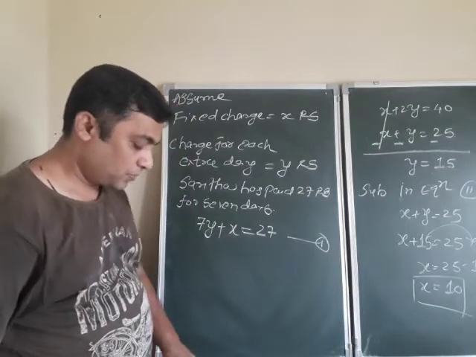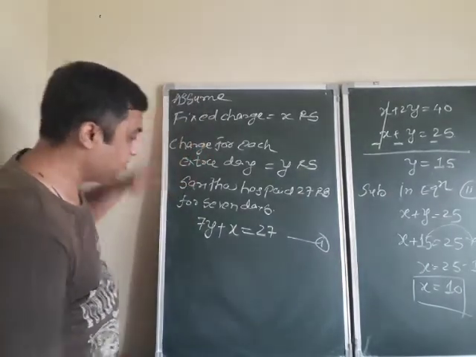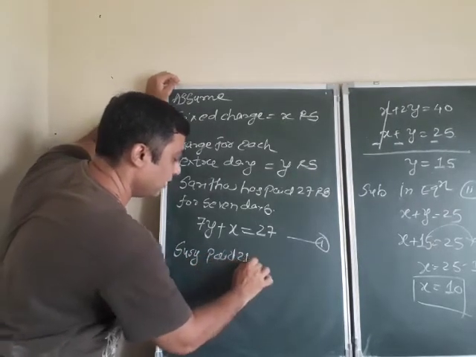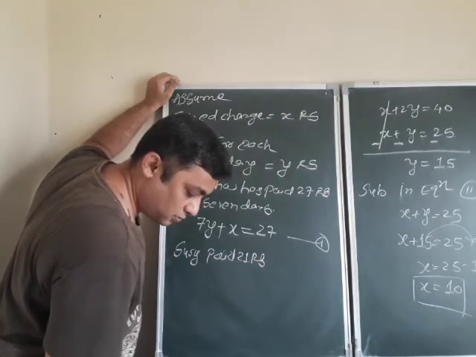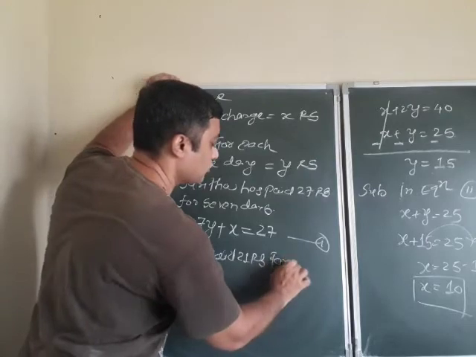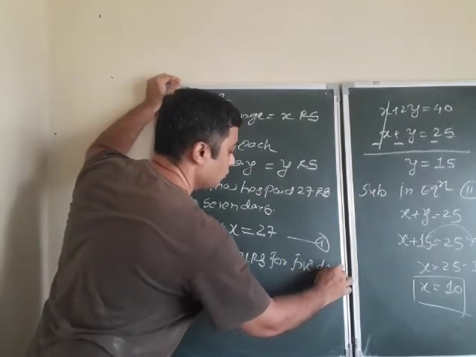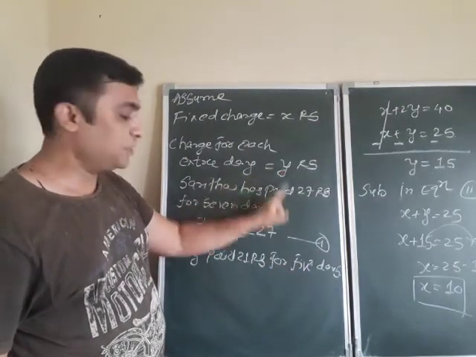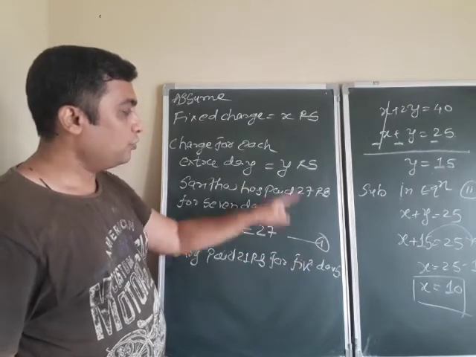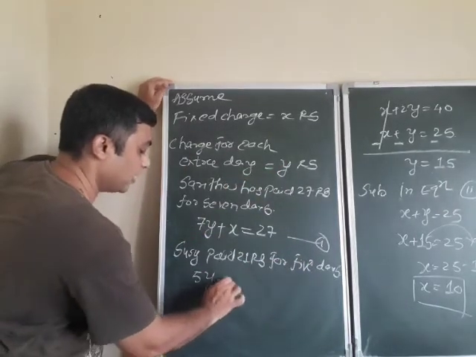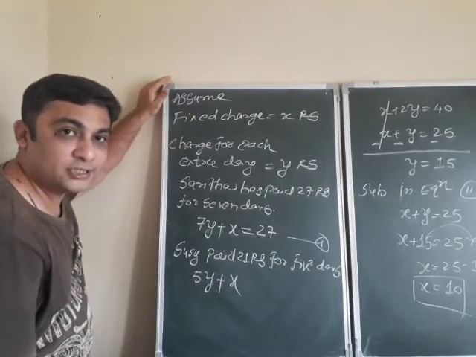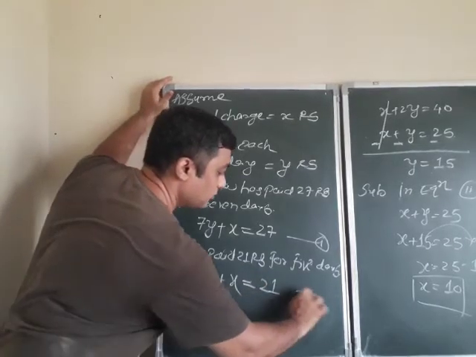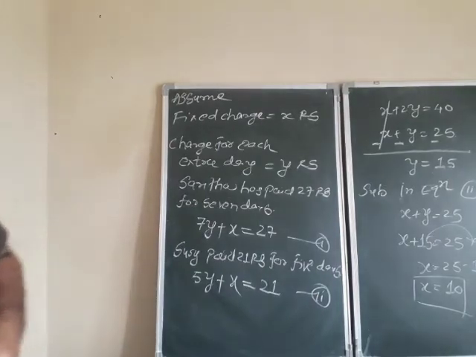Equation number 1. Now, Sushi paid rupees 21 for 5 days. So the charge per day is Y rupees, so the charge for 5 days is equal to 5 into Y, that is 5Y. And the fixed charge is always applicable in all the transactions. It is constantly applied, and the total is equal to 21. Equation number 2, right?